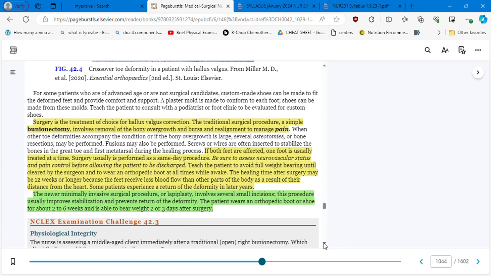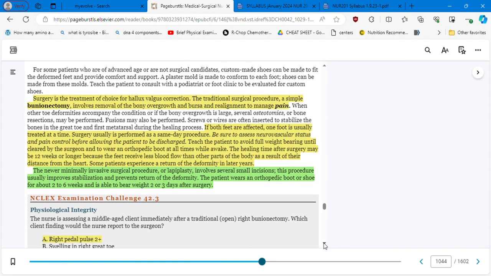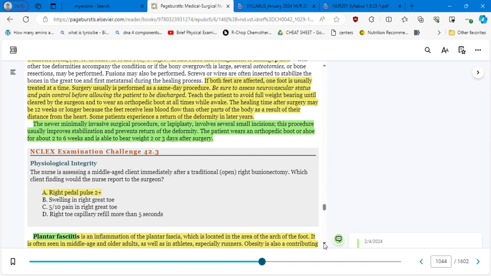Oh no. The newer minimally invasive surgical procedure, a lapiplasty, involves several small incisions, and this procedure is usually improving stabilization and prevents return of the deformity. That's good. The patient wears an orthopedic boot or shoe for about 2 to 6 weeks and is able to bear weight 2 to 3 days after surgery.